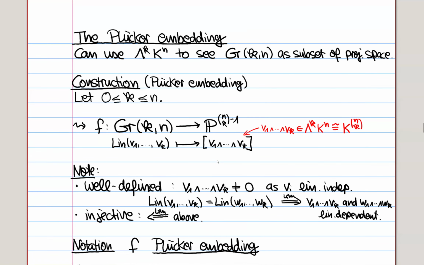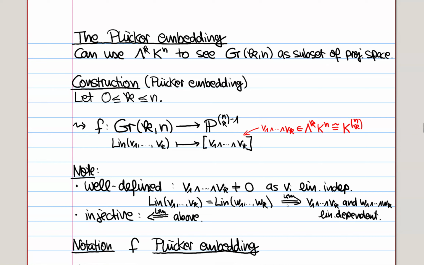And with the preparations that we had in the last video, it's now easy to see, first of all, it's well defined because this is a non-zero entry of this vector space, as we have seen, because the vi being linearly independent means this wedge product is non-zero. And it's also well defined in the sense that if you choose a different basis here, then we had a lemma which told us that these things are linearly dependent, so they give the same element of this projective space.